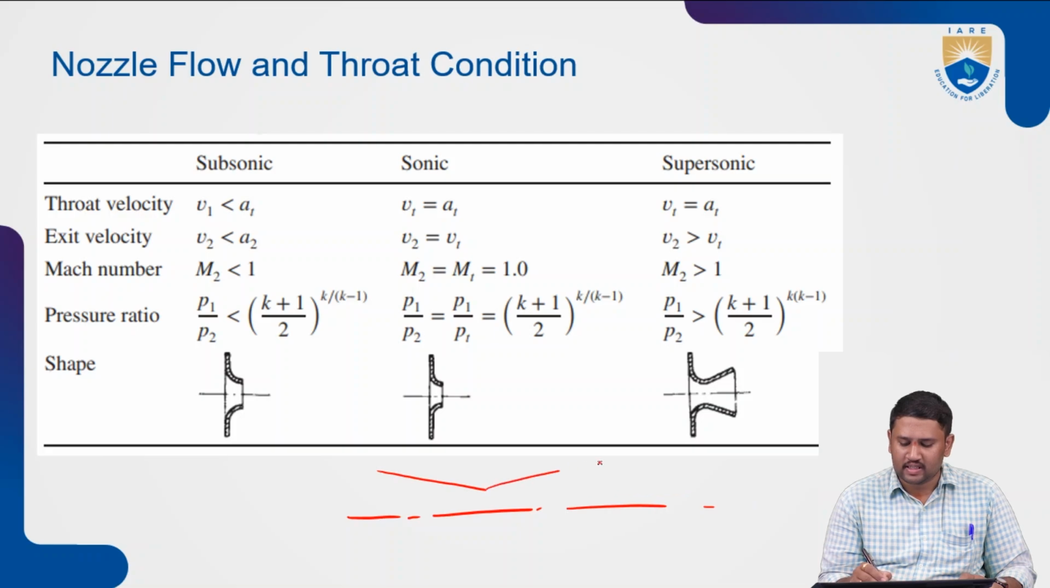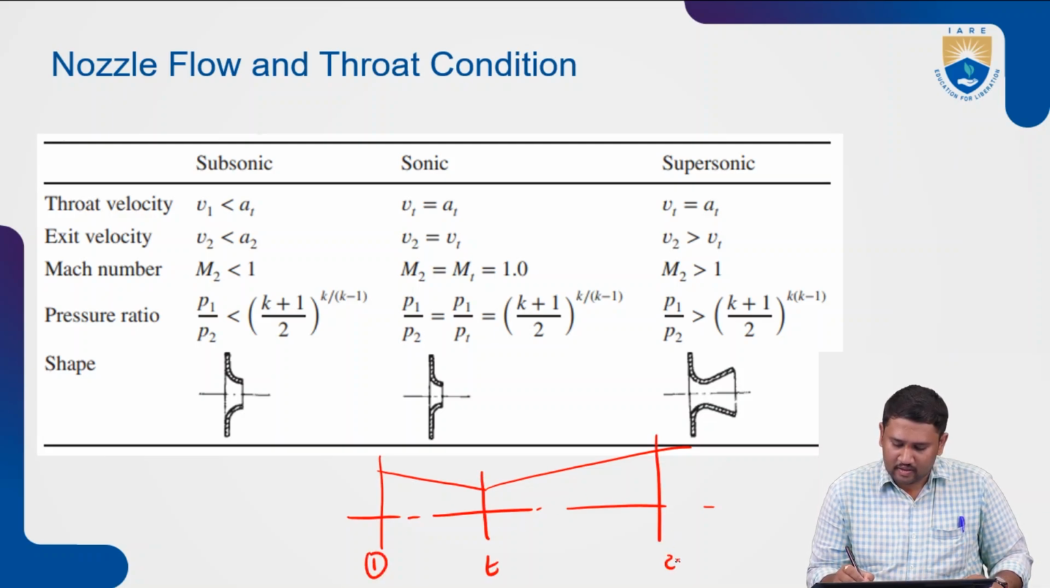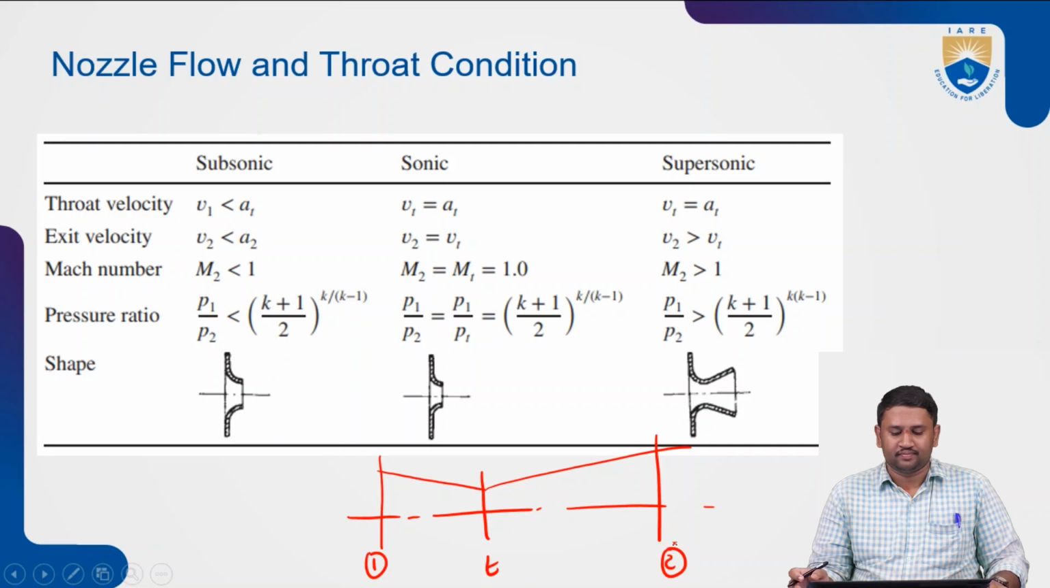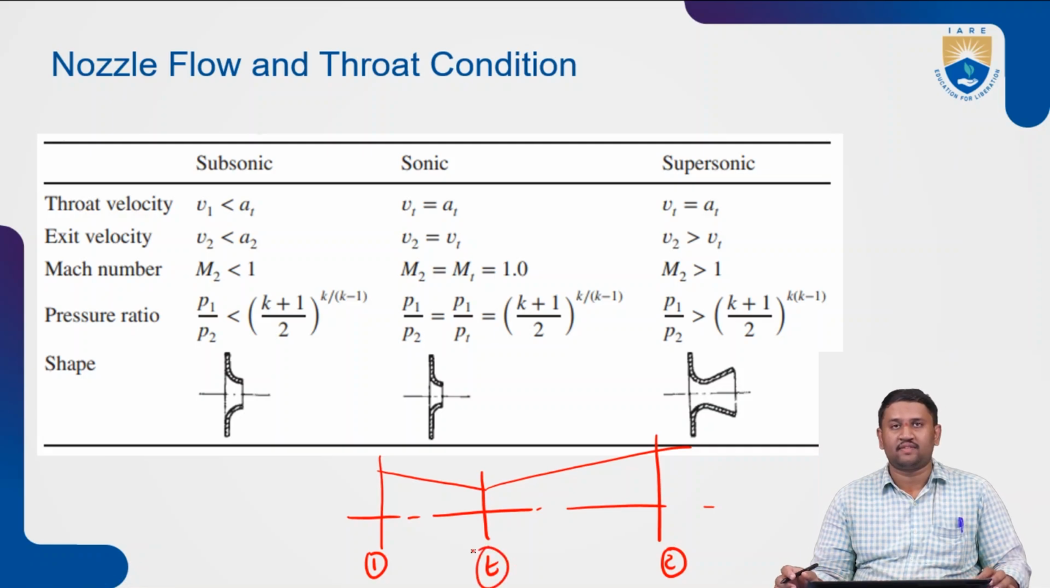If I consider this as my nozzle, and this will be my inlet, stage 1, this will be my throat, this will be my 2. Now, what happens under this? Let's start with the velocity.